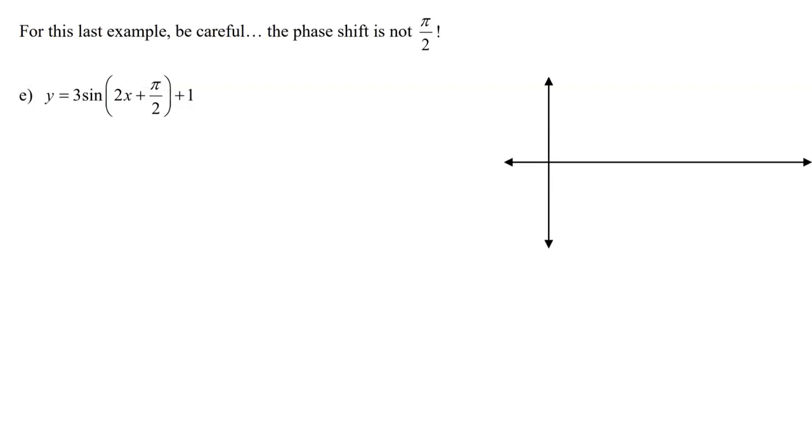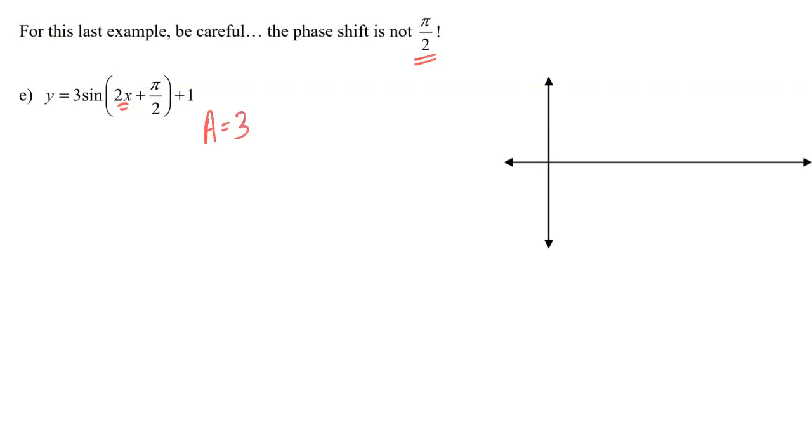I have said here that the phase shift is not pi over 2. It is also not negative pi over 2, so just be careful with that. And the reason is because we've got this 2x here where the 2 is not factored out. So we'll get to the phase shift at the end after we go through everything else.